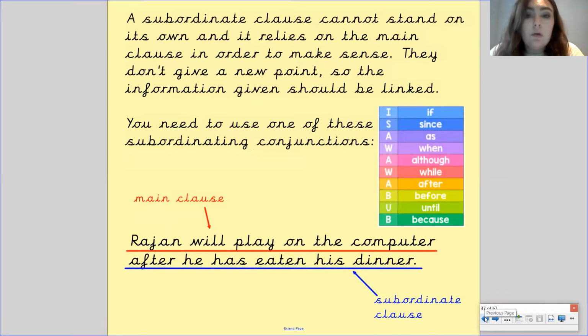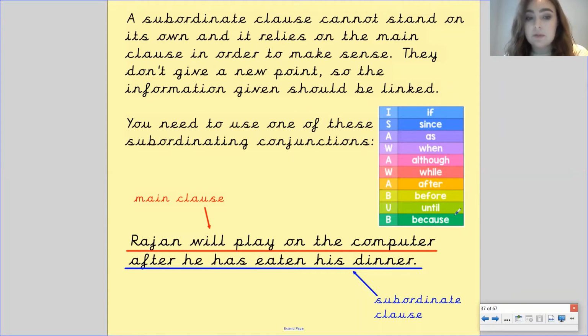So a subordinate clause cannot stand on its own, and it relies on our main clause in order for it to make sense. The subordinate clause does not give a new point, and the information given should be linked to your main clause. You also need to make sure that you use one of these subordinating conjunctions. And remember, I introduced the acronym to you, I saw a wubbup, and that's to help us remember which subordinating conjunctions we can use.